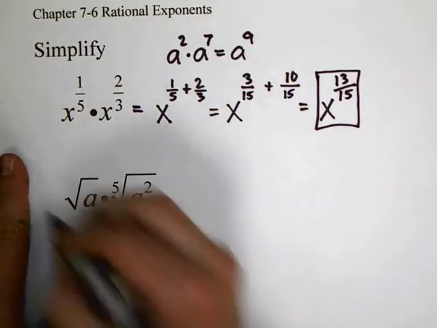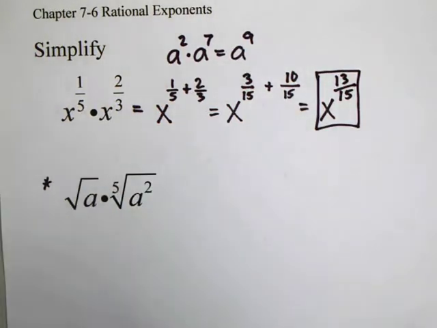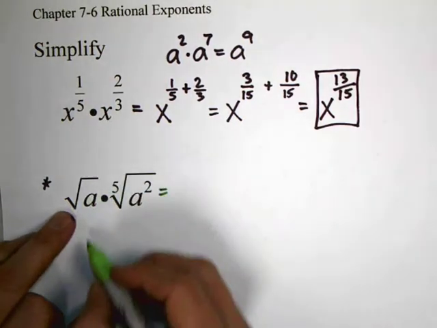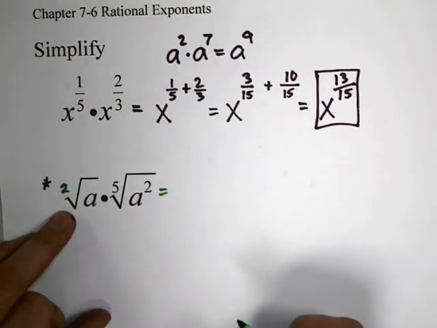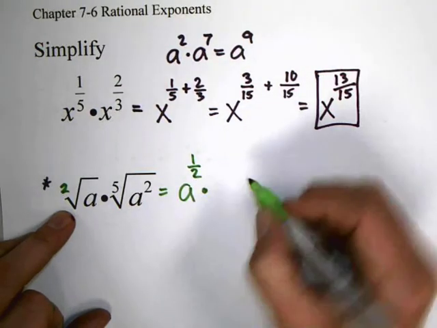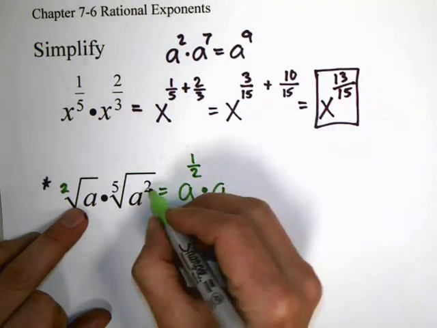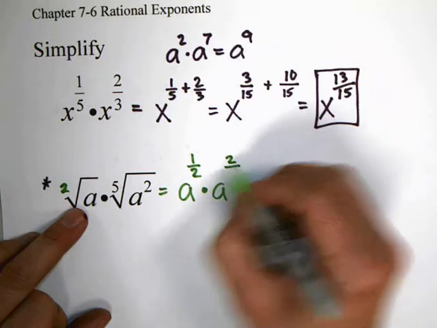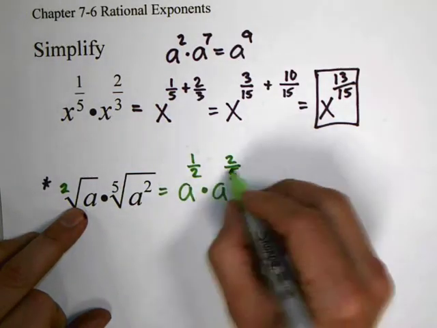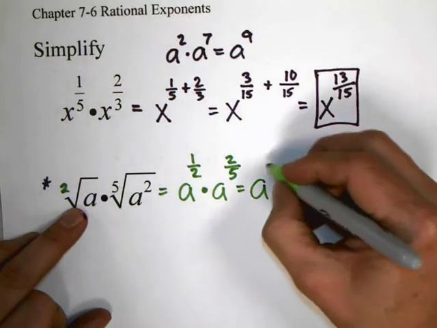So let's talk about what it means in a problem like this where I don't even have the fraction. Well, first step is if this is the method of doing it, I want to turn this into something that looks like that. So my first value is the square root of a, which really has an index of 2. So this is going to be a to the 1/2 times a to the 2 over the index, which is 5. So when I multiply these two together, remember I add the exponents.